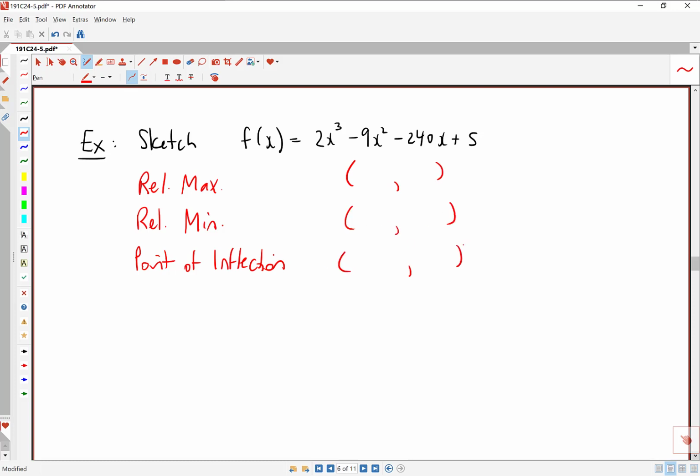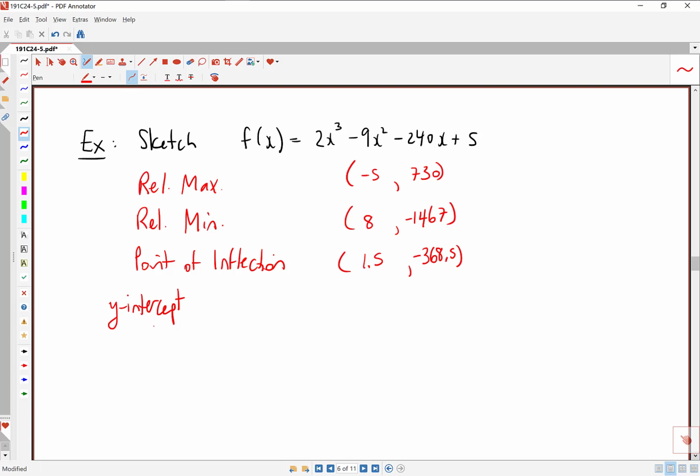Looking back over our work from the first example, we found a relative maximum point at -5, 730, and a relative minimum point at +8, and -1467 was the y value to go with that. And most recently, we found a point of inflection, which had coordinates 1.5 and -368.5. Now, there's one other point that's pretty easy to get, and that is the y-intercept.